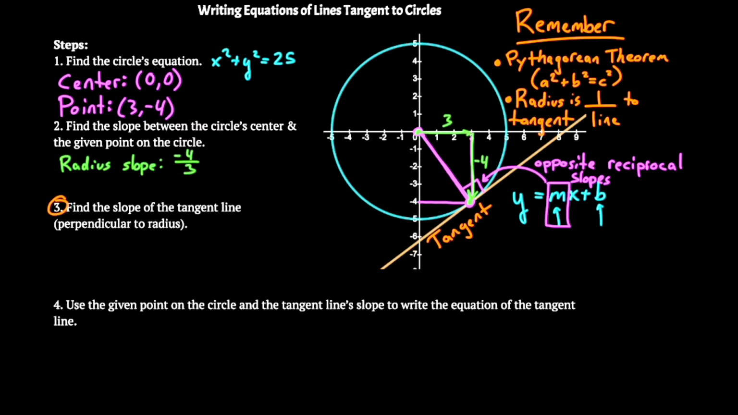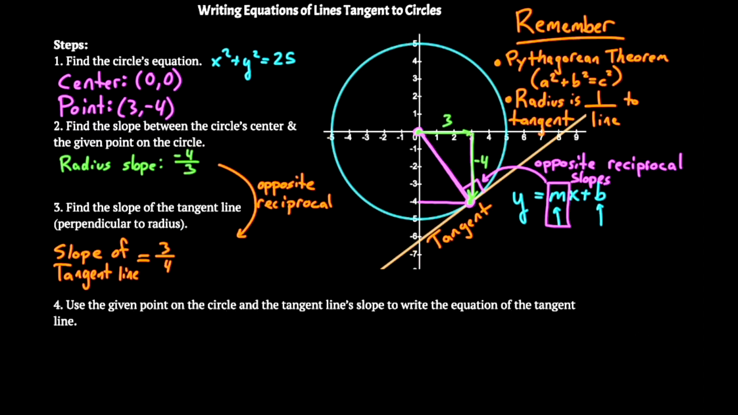All right, now the next step is to find the slope of the tangent line. That's getting us closer to what we're actually looking for. And that's easy to do if you just remember that it's perpendicular to the radius. So perpendicular lines have opposite reciprocal slopes. So the reciprocal would be 3/4, and since this one was negative, the opposite means this one's going to be positive. And we're really close now.